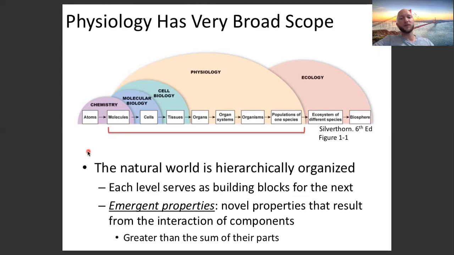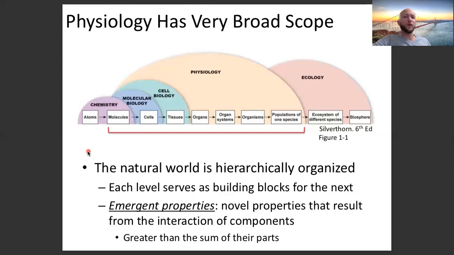So novel properties that result from the interaction of components. An emergent property means it's a property that's greater than the sum of its parts. So molecules. An individual molecule is a pretty cool thing. It can do certain things. It's got certain properties, this individual molecule. Let's take a group of molecules, though, and form them into a cell. That cell can do things. It has properties that the individual molecules do not. A cell has emergent properties that the individual molecules that make it up do not.